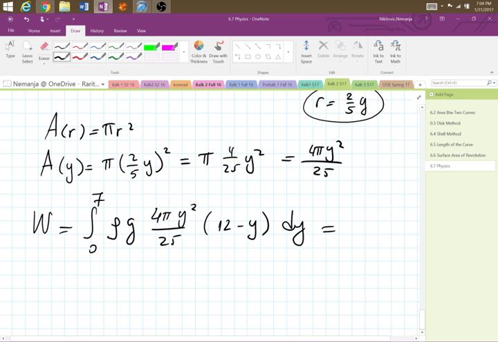To solve this, it's still a basic integral, it just looks messy. You have your 4 pi over 25 rho g, that's all constants, so kick them out, and all you need to do is integrate y squared times 12 minus y, which you distribute.